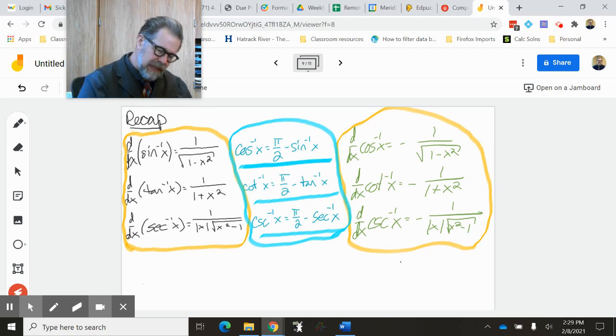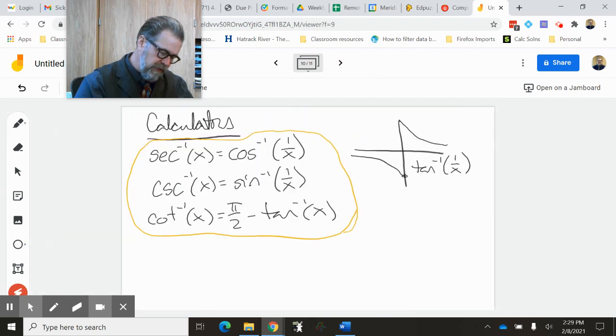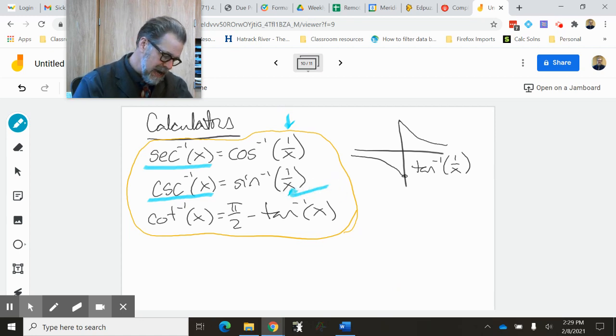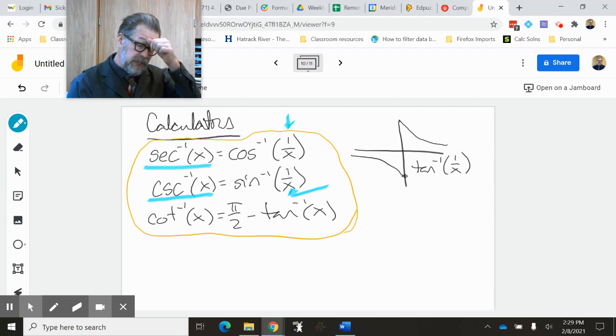Okay, so let's take a look at calculators. So what are we going to do in our calculators? Well, in order to find inverse secant and inverse cosecant, here's what we know. We know that inverse secant is equal to the inverse cosine of 1 over the value of x. Same thing for cosecant. The inverse cosecant is equal to the inverse sine of 1 over x.